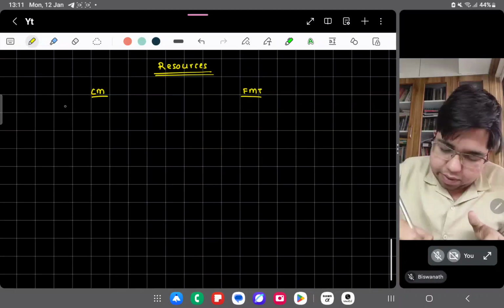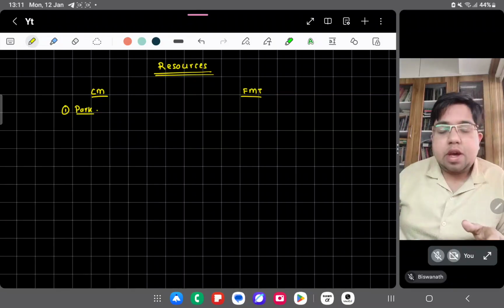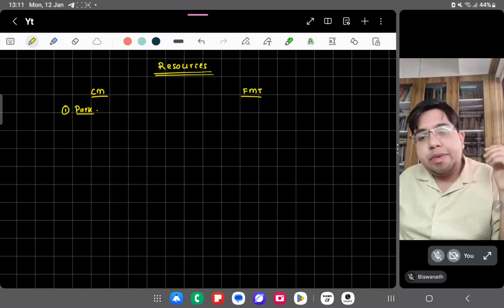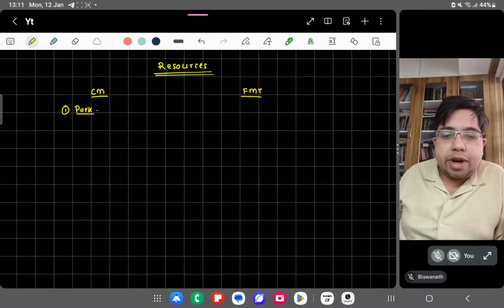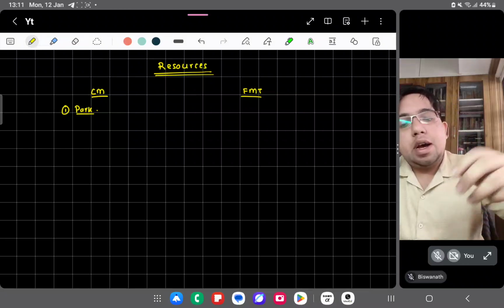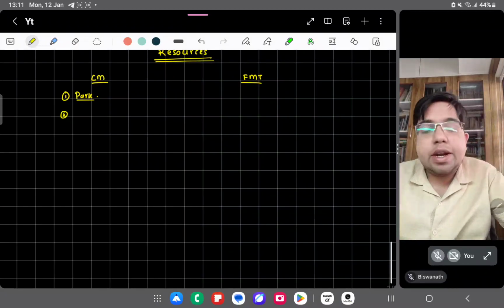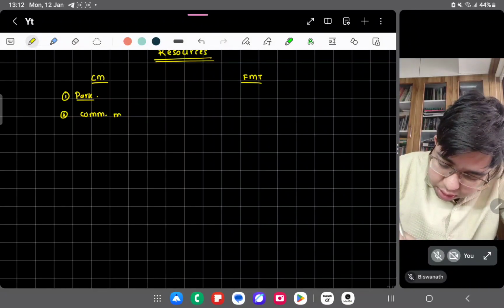If you are thinking about resources, first you must have Park. You must have Park's Textbook of Community Medicine, or Social and Preventive Medicine. Park is necessary because you have to look at Park for definitions, and for pointers and all. The second resource I will suggest is a Community Medicine Buster.